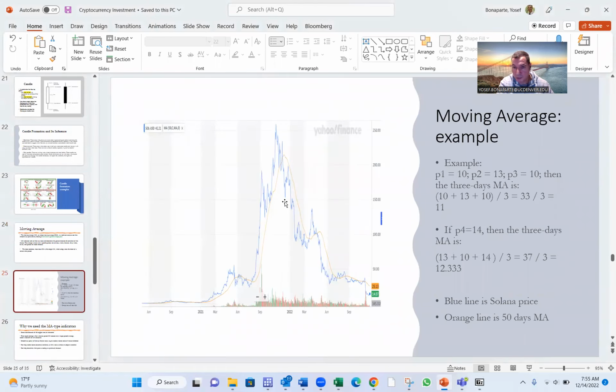Here is an example of how we calculate a moving average. Suppose the price on the first day is 10, the second day 13, the third day 10. Then the 3-day average will be 10 plus 13 plus 10 divided by 3, which is 33 divided by 3, so it's 11. If the price on day 4 was 14, then the moving average goes to 12.33. You notice that the moving average yesterday was 11, now it's 12.33, but the price moved from 10 to 14. So the price can move faster, but the moving average moves slower than the price. So why do we like it? Because it extracts the noise from the price.